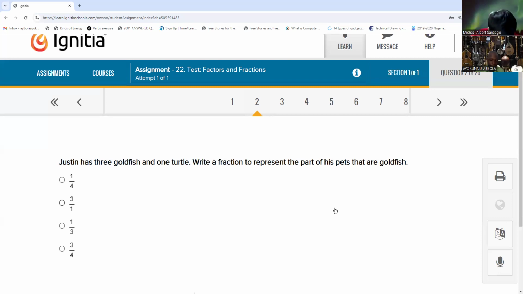Okay. Justin has 3 goldfish and 1 turtle. Write a fraction to represent the part of his pets that are goldfish. What's your answer? Pick your answer.